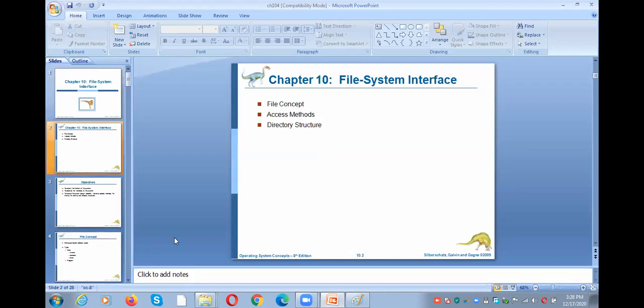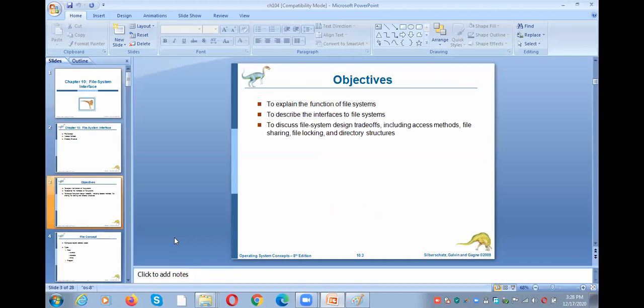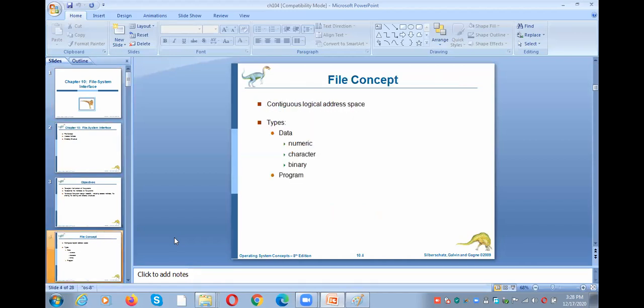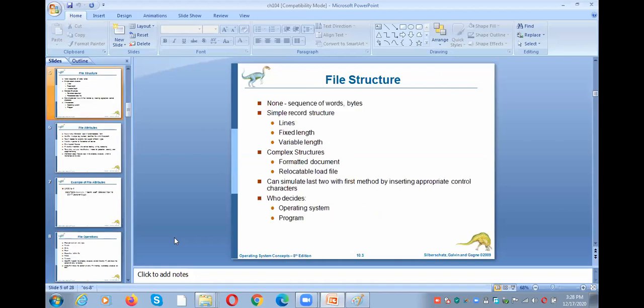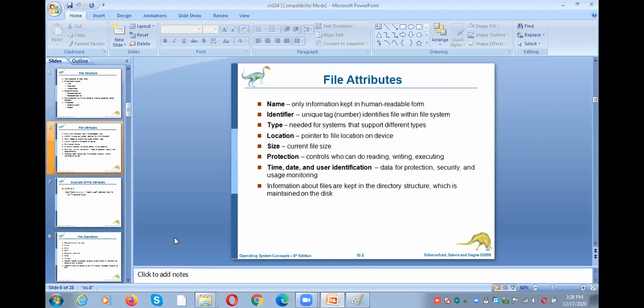So the first three things: file concept, access methods, and the directory structure. So what is the objective of file system? And then what are the types of data a file consists of? And next, what about file structure and the file attributes: name, identifier, type, location, size, protection, time, date, and user identification. Name means the name of the file, and it needs to be in human readable form, and identifier is used to uniquely identify the file, and type means what is the content available in the file, the type based upon the content.